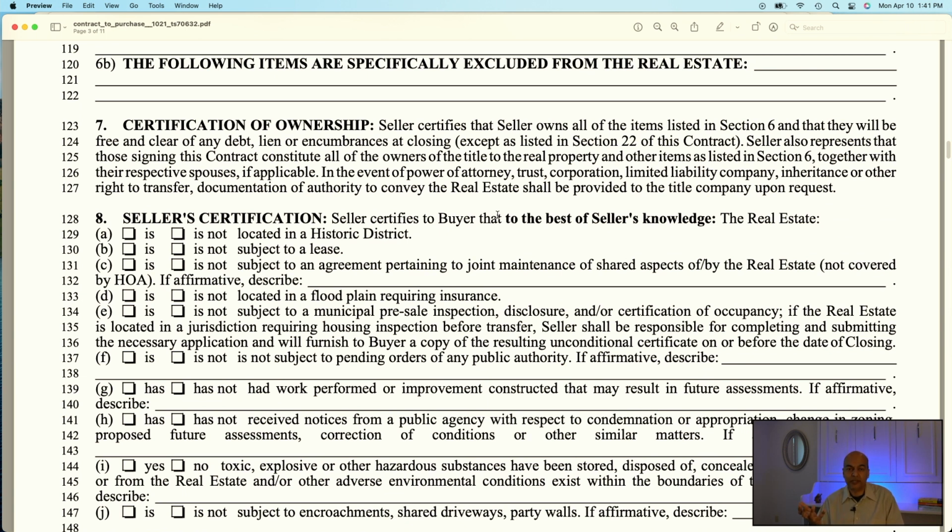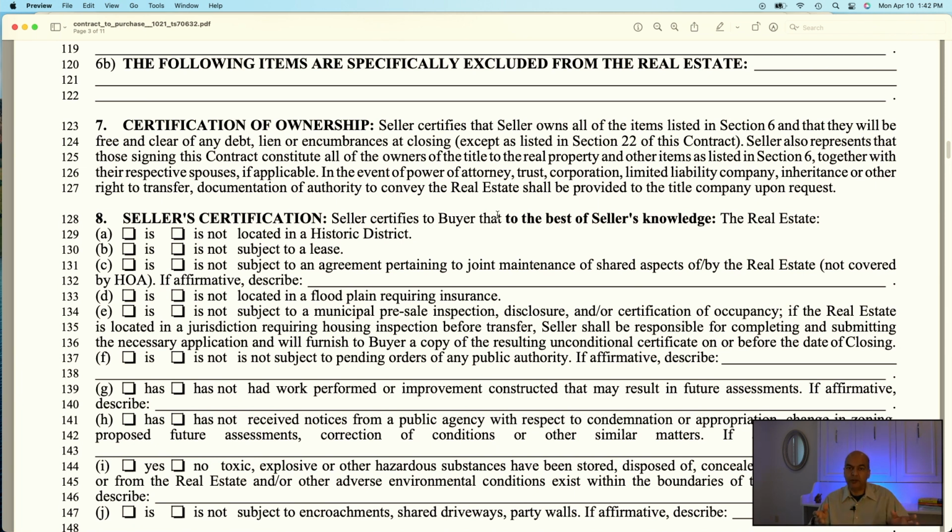Paragraph 7, certification of ownership. Basically that says that the seller owns the property, their name is on the title. Any liens, any mortgages, anything else, any encumbrances associated with the property will be cleared upon closing. Generally that's taken care of by the title company. They perform a title search. They go through the process, make sure there's no liens, all mortgages are paid off.